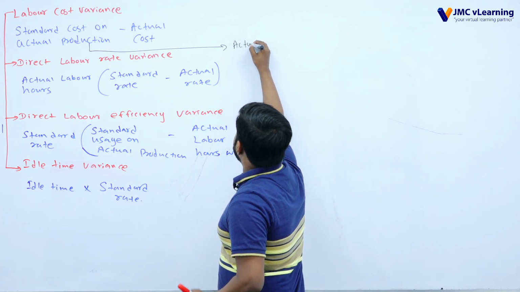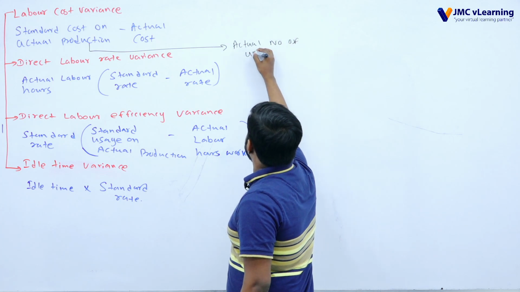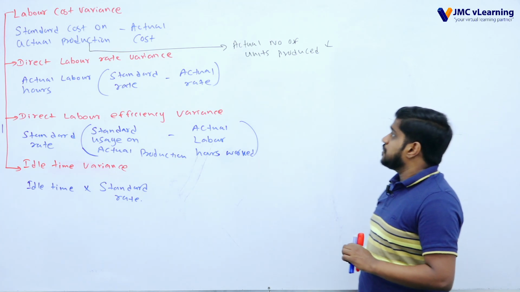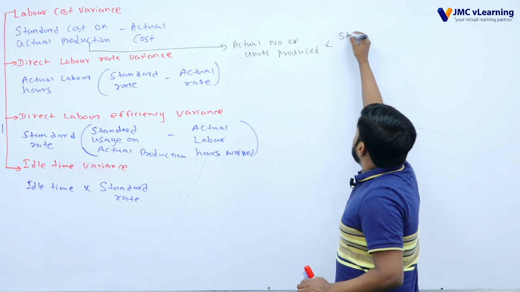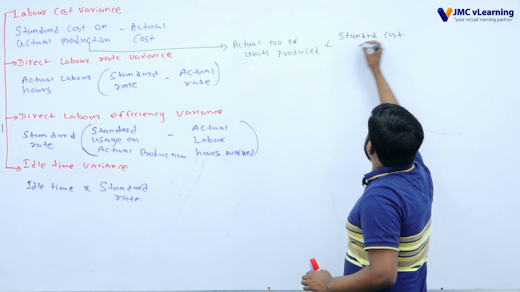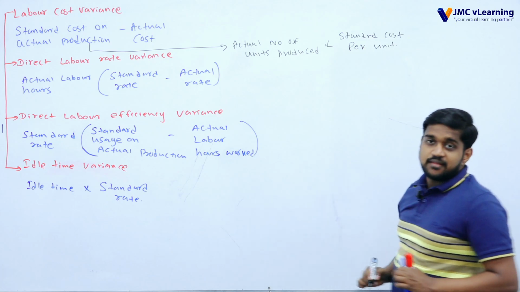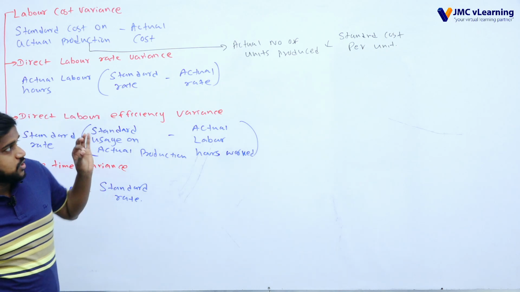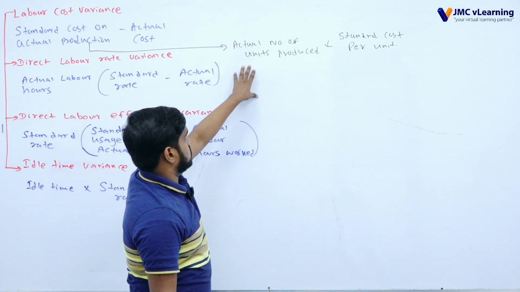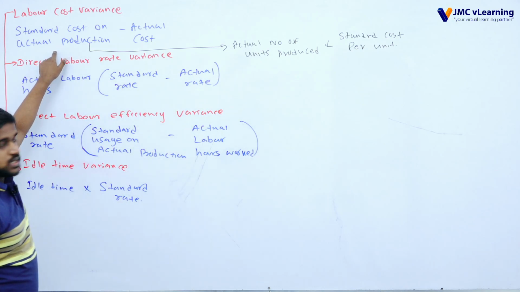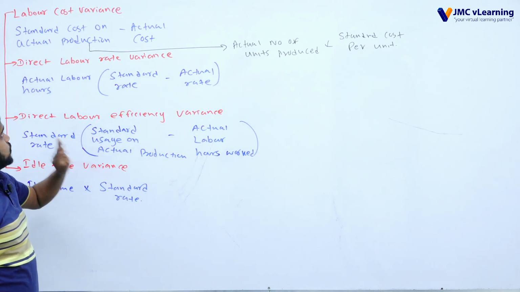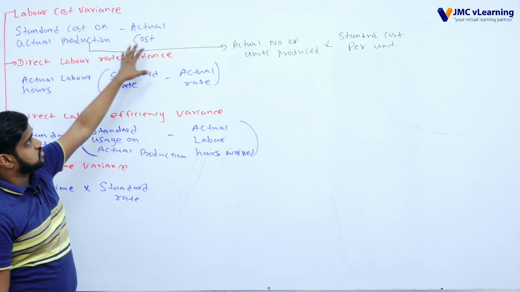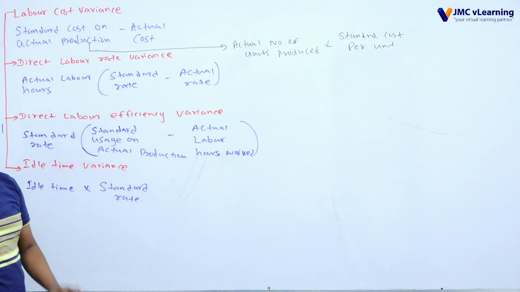We can multiply our actual number of units produced by standard cost per unit. Normally when we come to your questions, they provide standard cost per unit. Then we can multiply standard cost per unit by actual number of units produced, and we can calculate standard cost on actual production. The difference between the standard cost on actual production and actual cost, we can identify as the labor cost variance.